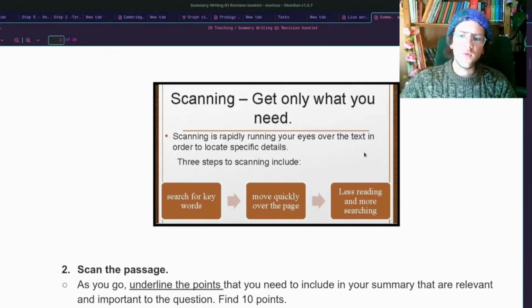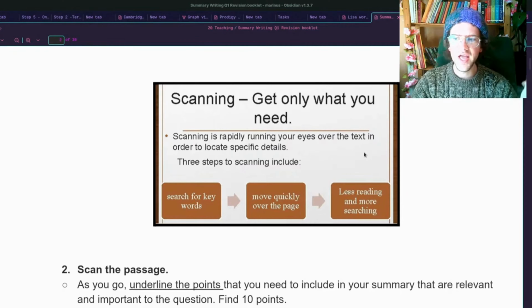So the first thing we're going to do is scan. You would have already read the passage so that you can do the rest of the questions, but now you're going to scan. I've taught you about scanning, which is basically rapidly running your eyes over the text so that you can locate specific details. There are 3 steps to scanning: searching for keywords, moving quickly over the page, and less reading and more searching. So you are searching for specific things. Does that make sense? We're going to practice it together, don't worry.